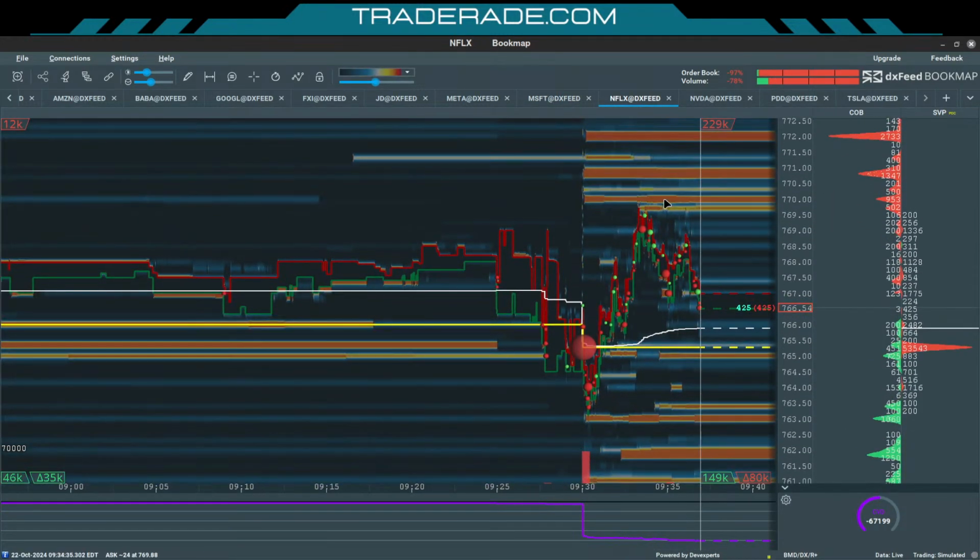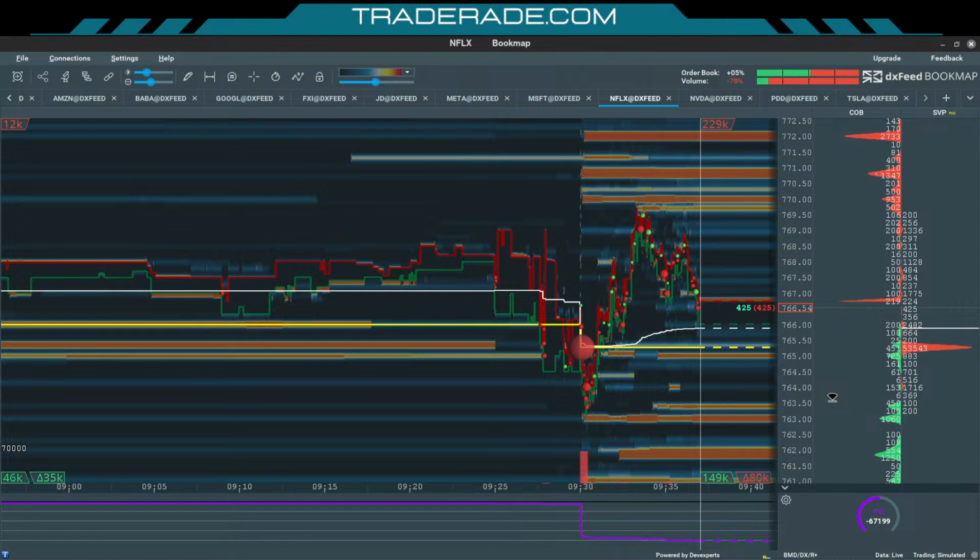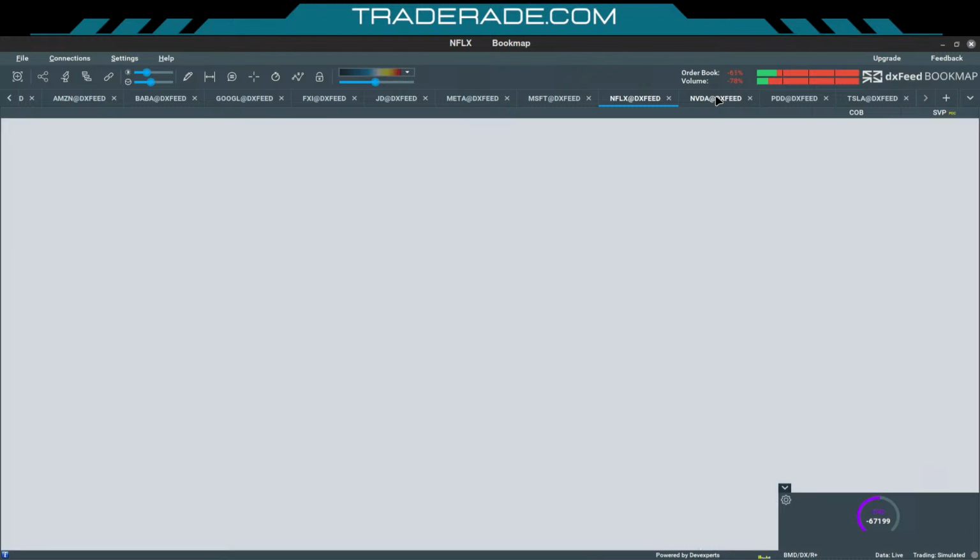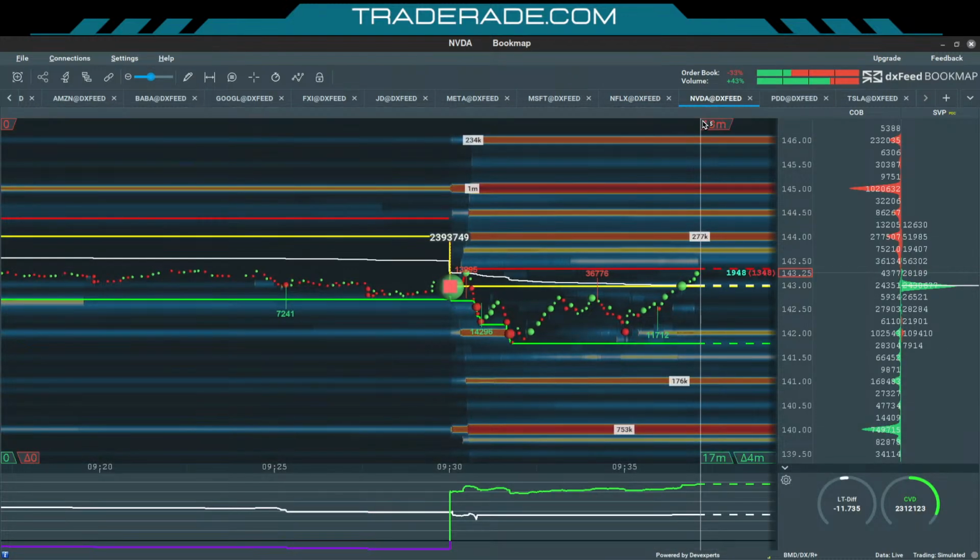And Netflix pop and drop, sort of like what we saw in Baba. It got up there, that 770 area of offered liquidity, about 953 shares. Nothing too big, but nevertheless, buyers didn't seem to have the demand to take it through there. So we're retreating for now. And NVIDIA trying to make new cash session highs here.